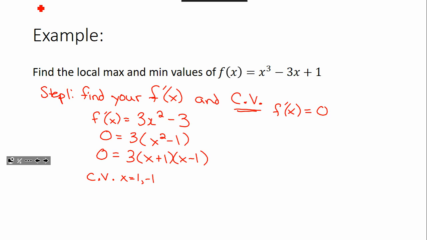So just like before, we're going to check what happens with our function at 1 and negative 1. We already know that our slope is 0, so we know a change is happening. But what is it? Is it a local min or a local max? So we're going to set up our interval chart, so that's step 2.